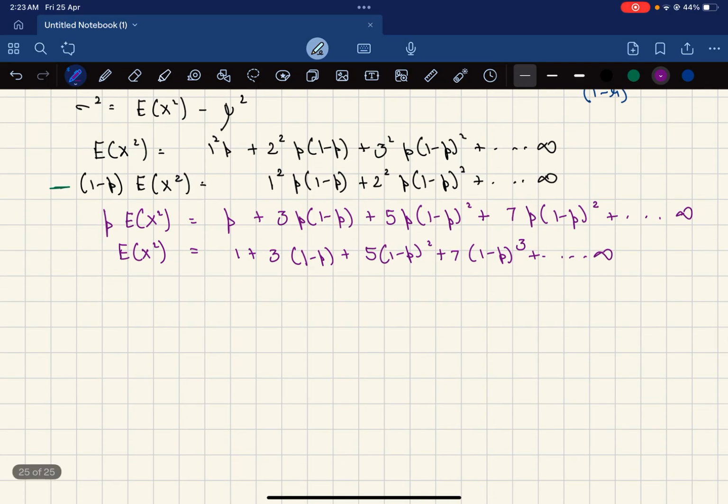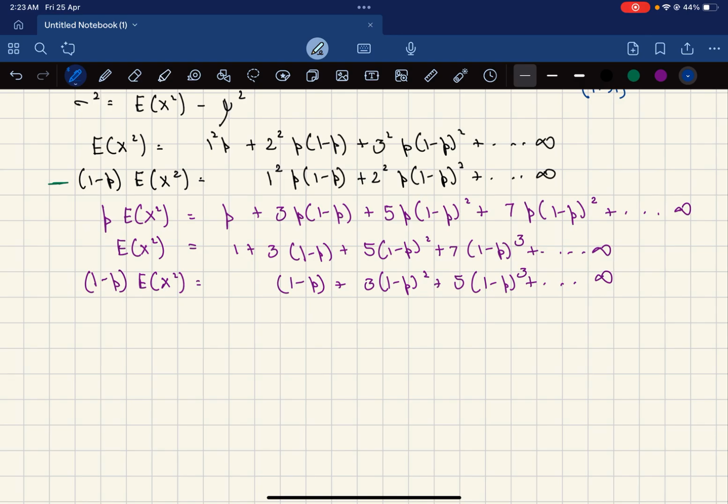Now multiplying both sides with 1 minus p, we have (1 minus p) plus 3 into (1 minus p) whole square plus 5 into (1 minus p) whole cube, and so on. Now once again subtracting the terms, the second equation from the first one, this particular equation will be left with p into E[X square] equal to 1 plus 2 into (1 minus p) plus 2 into (1 minus p) whole square plus 2 into (1 minus p) whole cube, and so on.